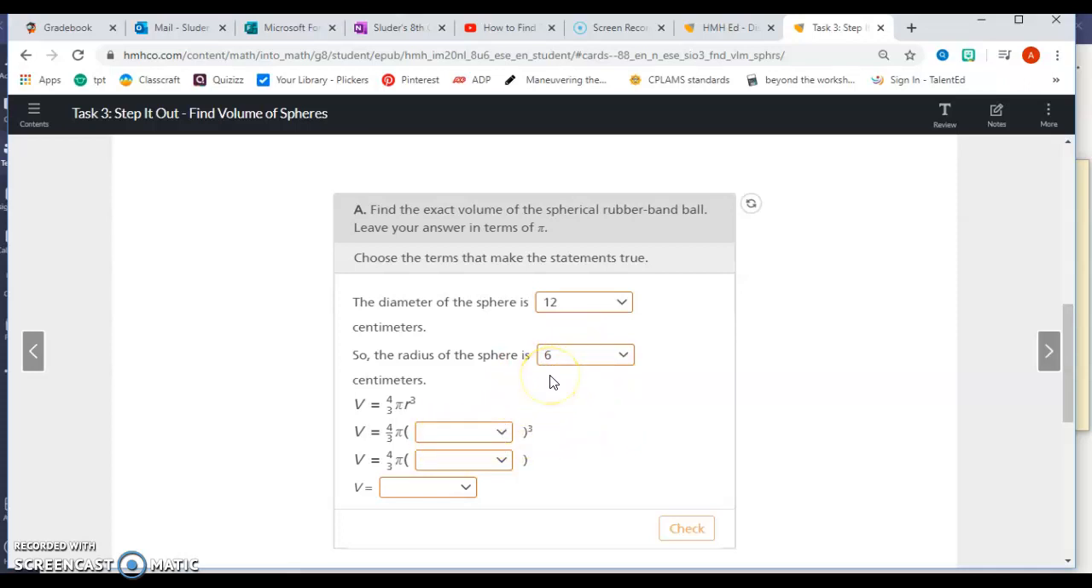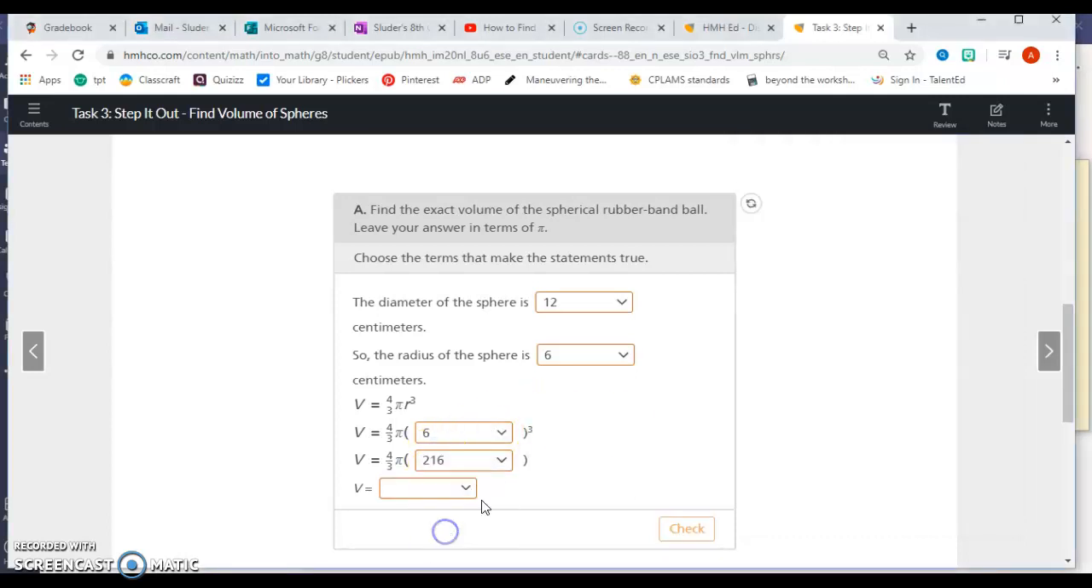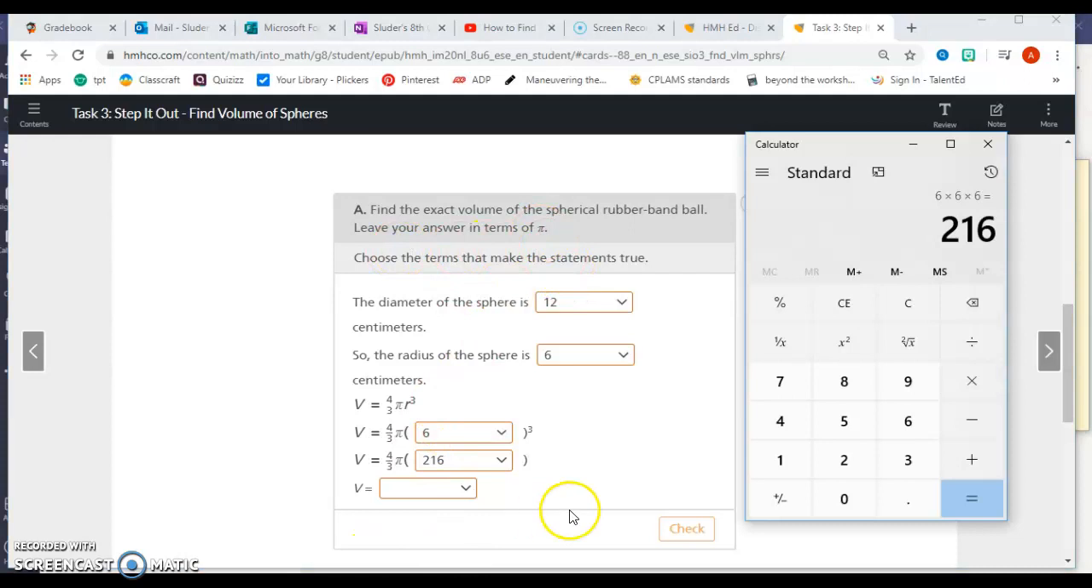So if I plug in the measurement of 6 as the radius, I would have 4/3 times pi times 6 to the third power. And using our calculator, we have 6 to the third power, which is 6 times 6 times 6, 216. And then they want us to leave our answer in terms of pi. So this is the easiest step.